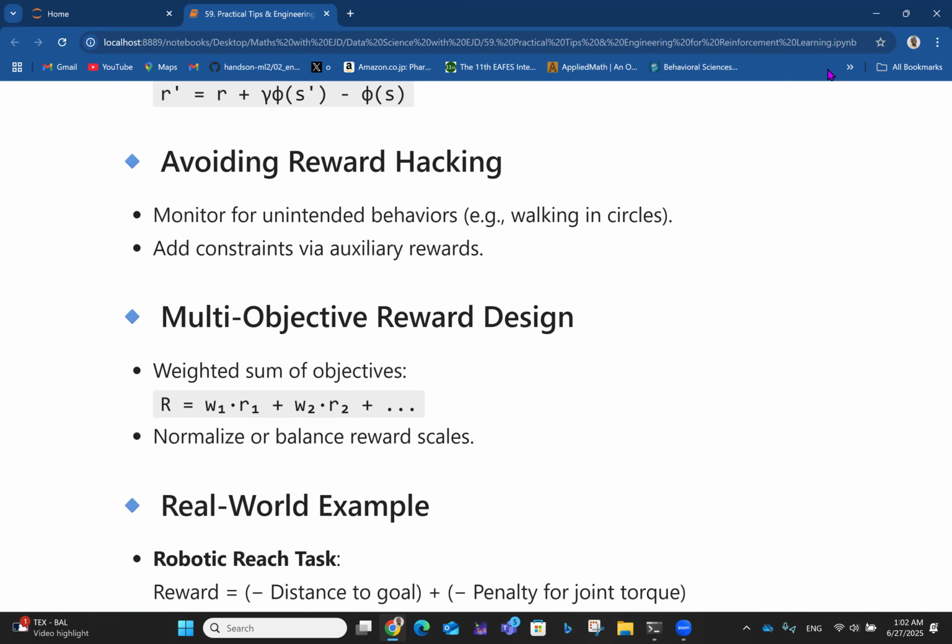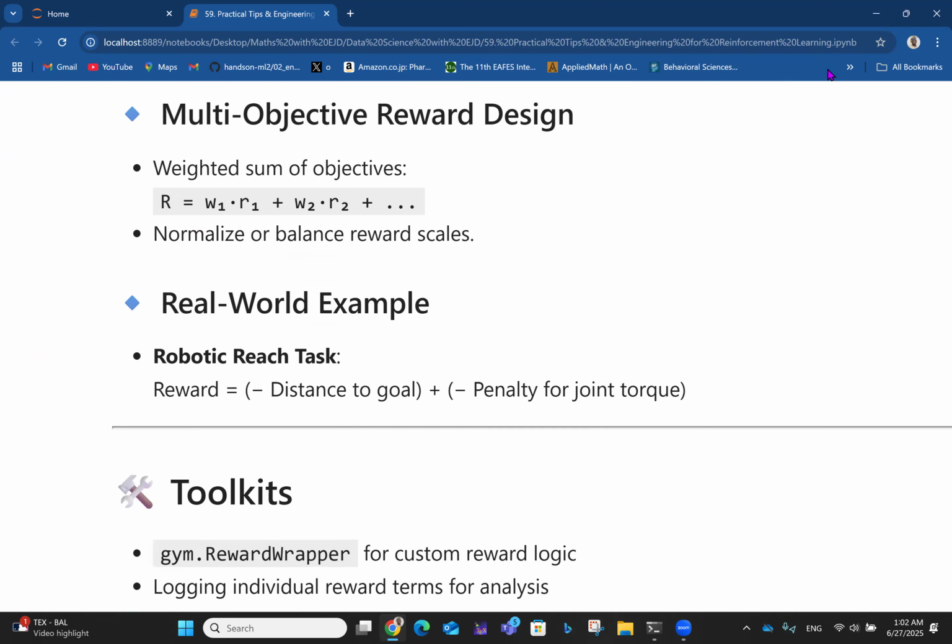And then you can avoid reward hacking, so you monitor for unintended behaviors, e.g., walking in circles, or add constraints via auxiliary rewards. And then you can have multi-objective reward design. So you have a weighted sum of objectives where R is W1 times R1 plus W2 times R2 and so on and so forth. And then you can normalize or balance reward scales.